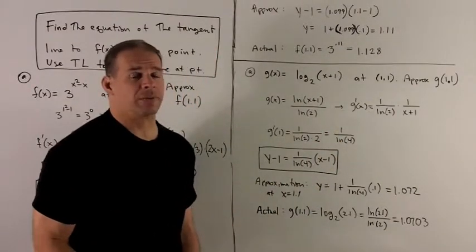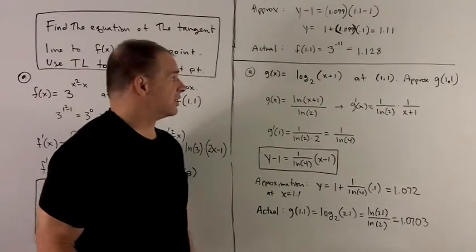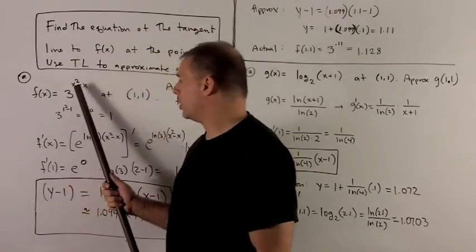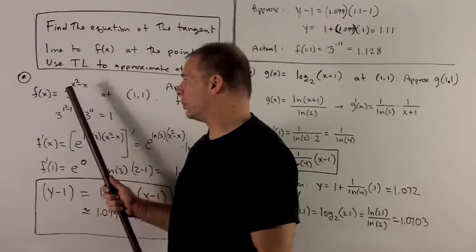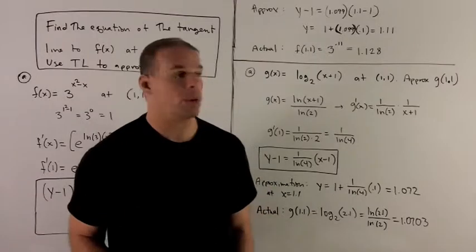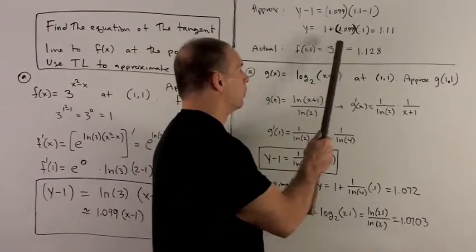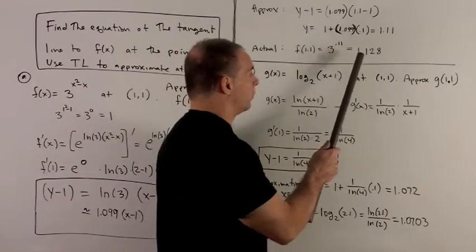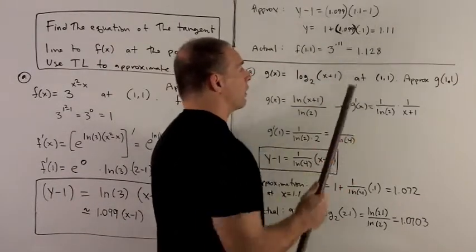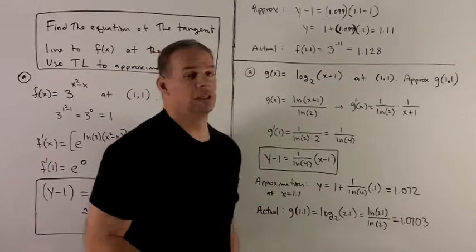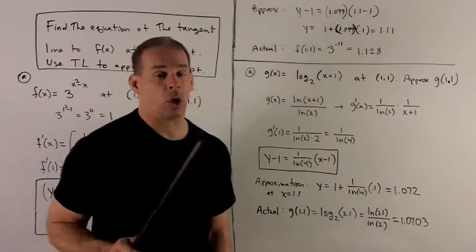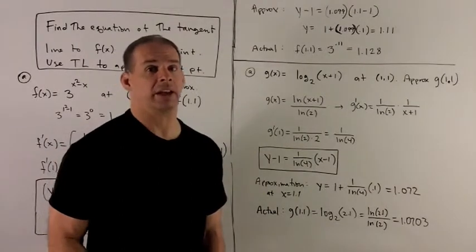If I go for the actual value, we're just sticking this into f. So f of 1.1, put that in here. 1.1 squared is 1.21 minus 1.1. That leaves me with 0.11. 3 to the 0.11, I stick it into a calculator and I get 1.128. So these two are not so far from each other. So that's my actual value and my approximation. That's the whole point of having a tangent line.